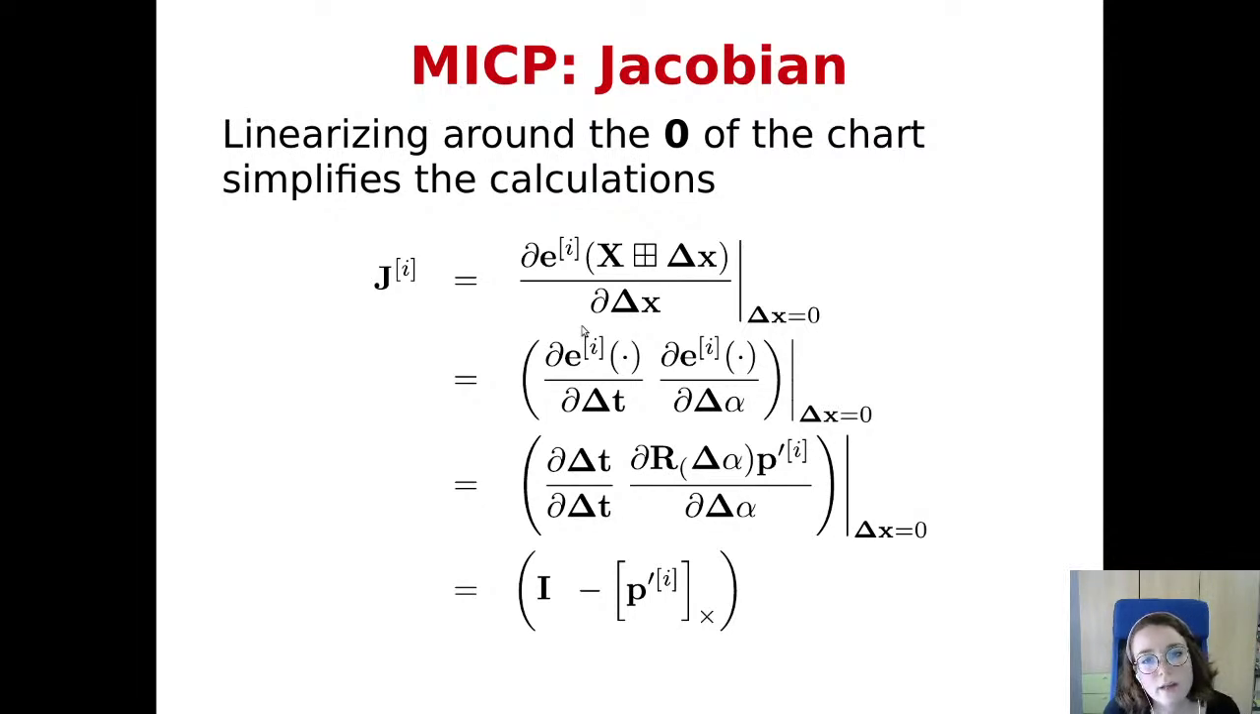In particular, the Jacobian has as many columns as the elements of delta x, which in this case is 6, and we can think of it as a 2-block matrix, where the first block is associated to delta t and the other one to delta alpha. The first block is simply the identity matrix, while the second one is the skew-symmetric matrix in P prime i, which I have already said is constant with respect to delta x, with a negative sign.